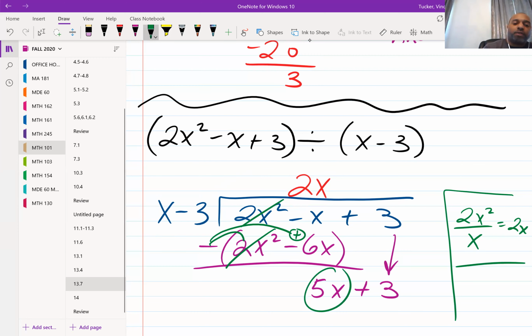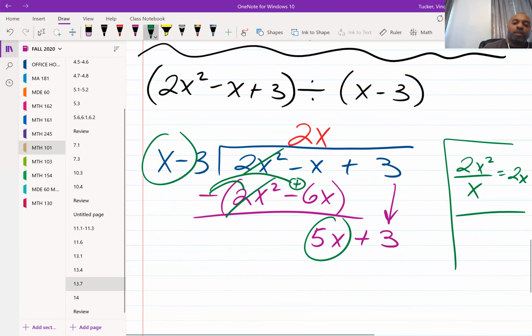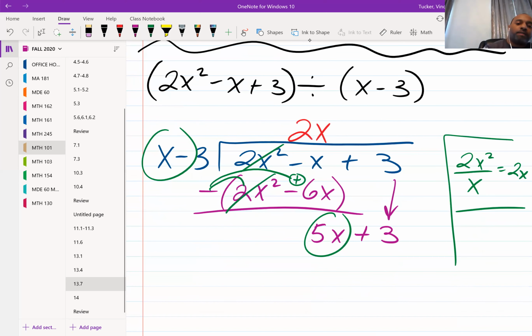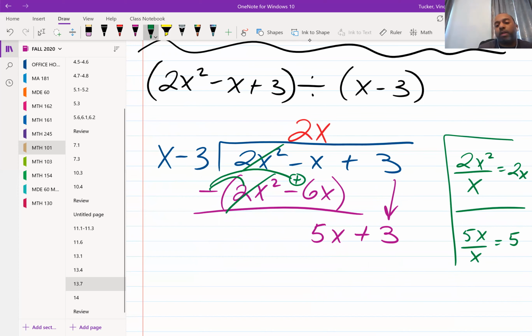Once again, you compare your first terms in each. What times x will give you 5x? Or you can just take 5x divided by x. That'll just be 5. Once again, we take this 5, multiply it to both terms out here. That'll be 5x minus 15.